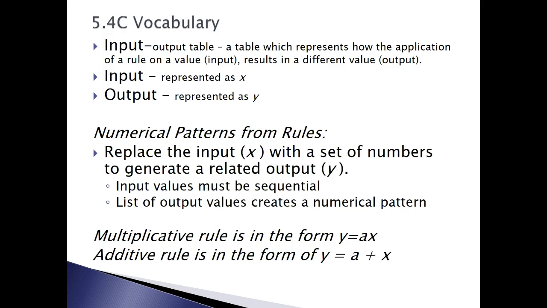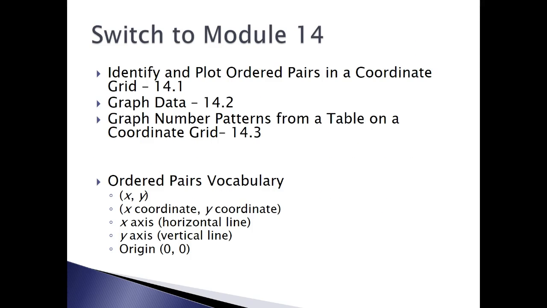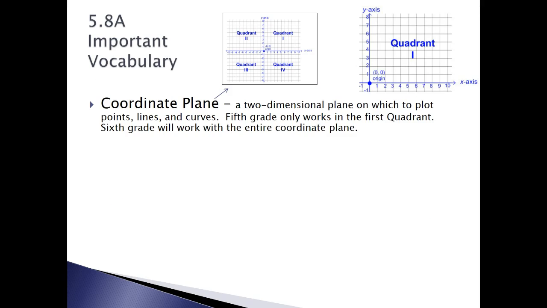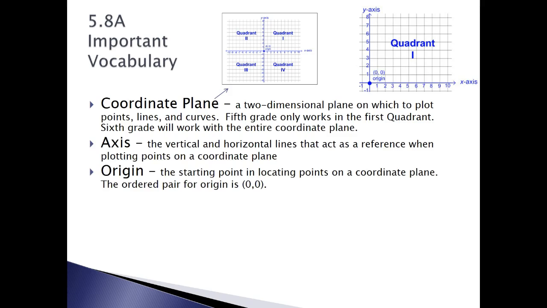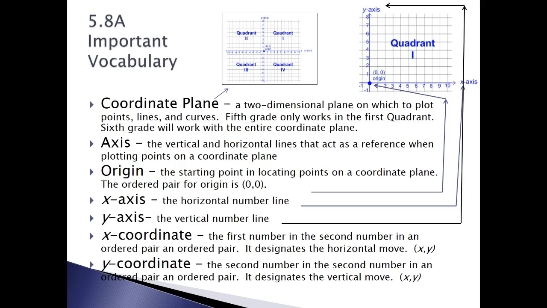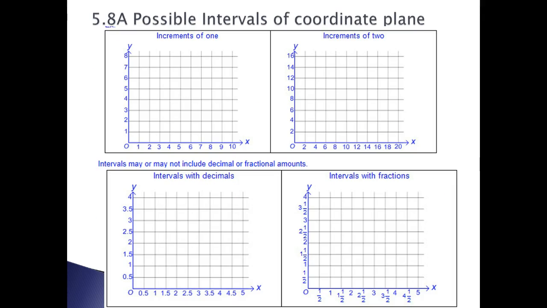Now, when we're learning about graphing, we have some terms we need to learn: input and output, as well as XY, X-coordinate, Y-coordinate, X-axis, Y-axis, and origin. So 5.8a will be the first text that we will go over, because here the kids will learn about all parts of the different graphs, such as this important vocabulary: the coordinate plane, axes, origin, X-axis, Y-axis, X-coordinate, and Y-coordinate. And you can use this slide if you like to help introduce these terms to the kids.